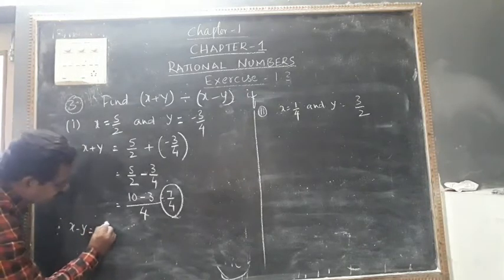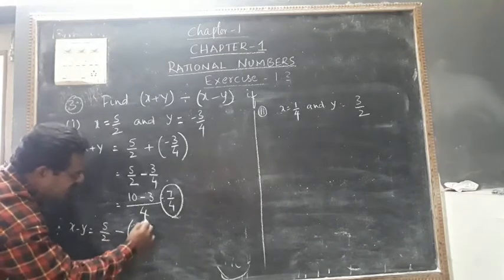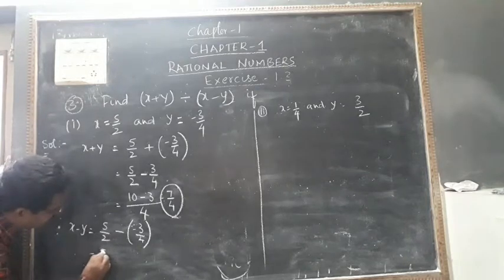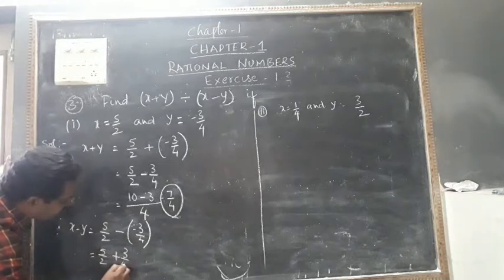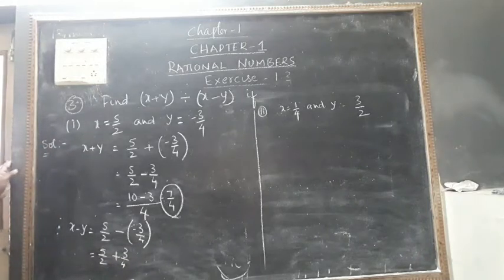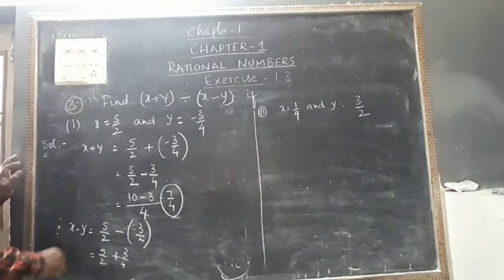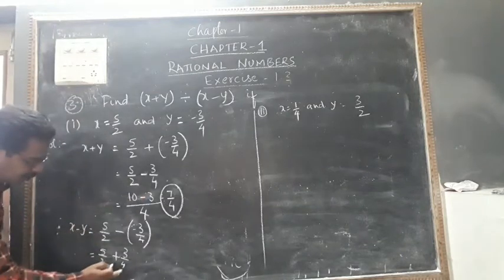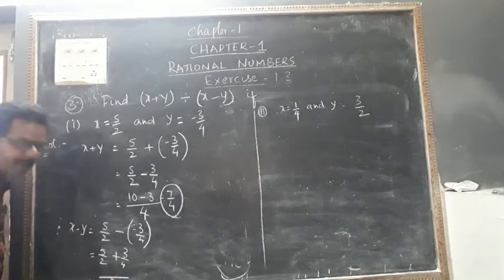is equal to 5 by 2 minus minus 3 by 4. Okay. So this is equal to 5 by 2 minus into minus, plus 3 by 4. So here 5 by 2 plus 3 by 4. For these two you can take the LCM like this only. 2 and 4, that means we can take 8 as the LCM.